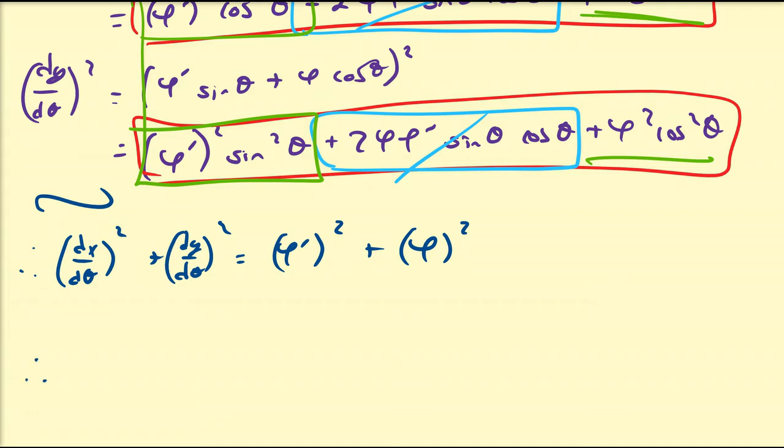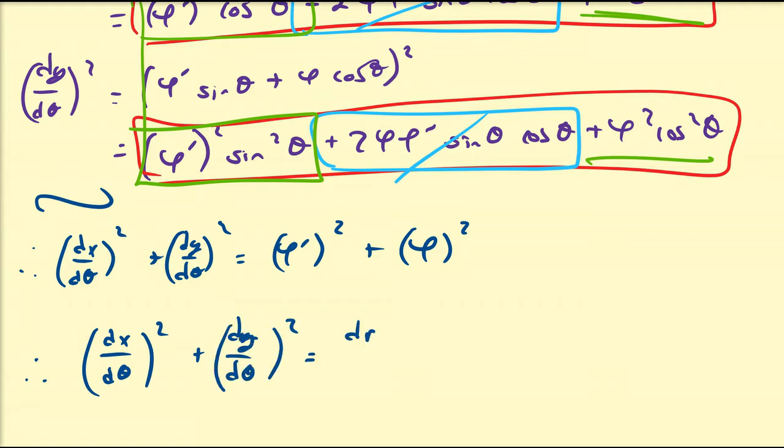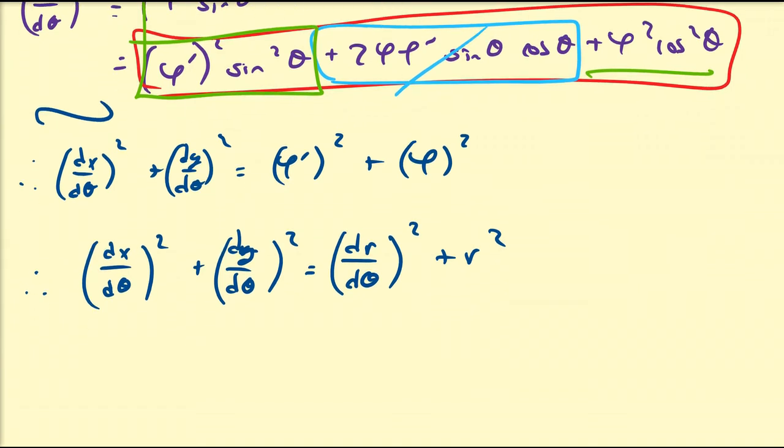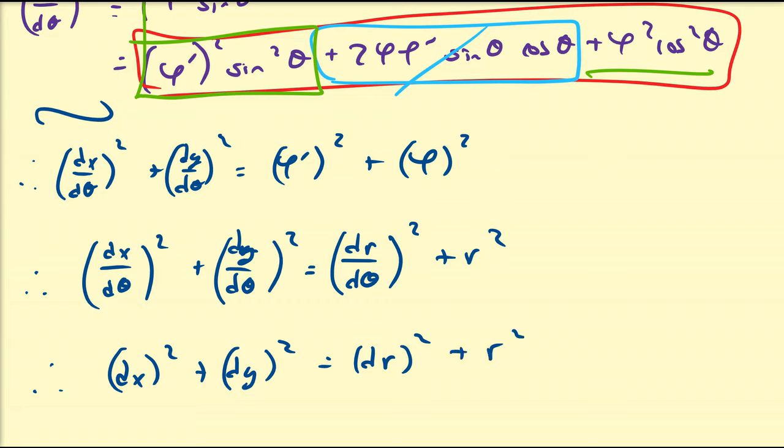So what do we have here? So let's write phi prime and phi in their more classical representation. So we have dx d theta, the quantity squared, plus dy d theta, the quantity squared, is equal to dr d theta, the quantity squared, plus r squared. And now what I'm going to do is multiply both sides by d theta squared. So I'm going to have dx squared plus dy squared is equal to dr squared plus r squared d theta to the quantity squared.